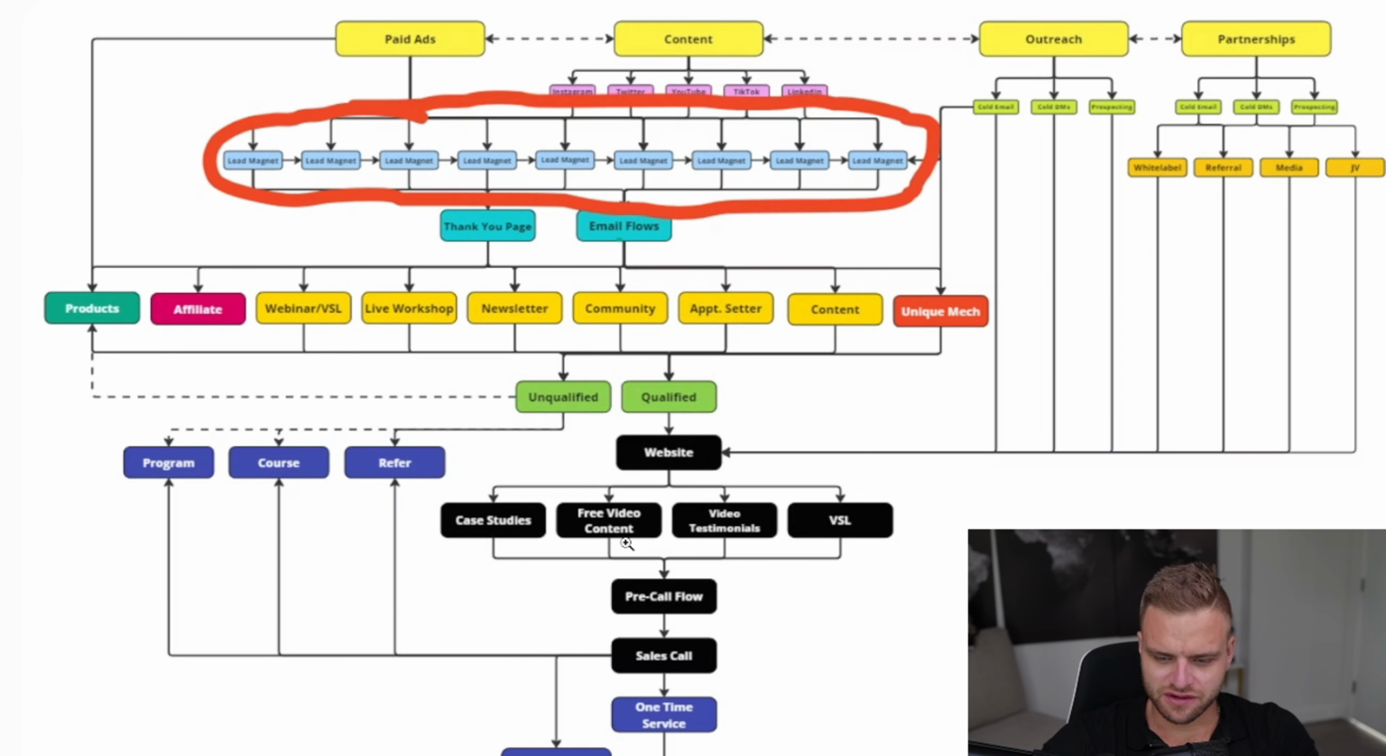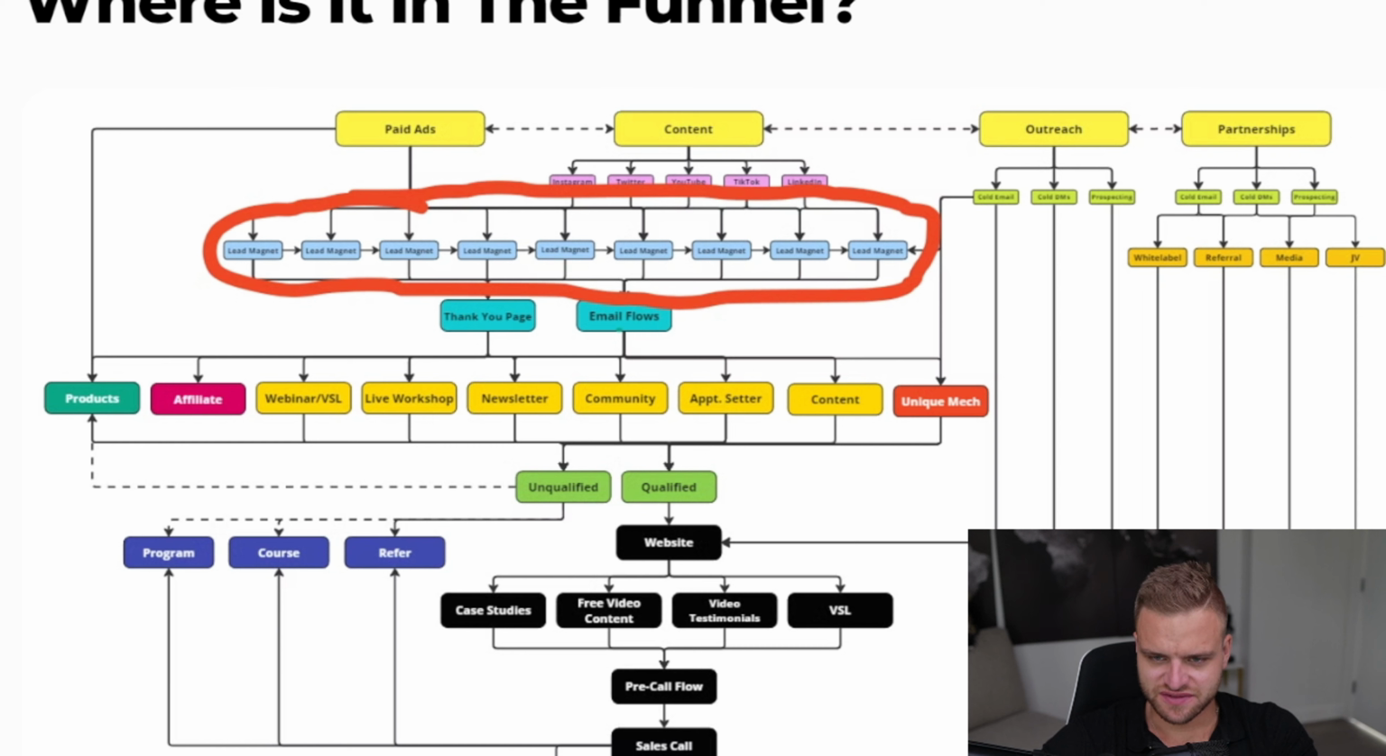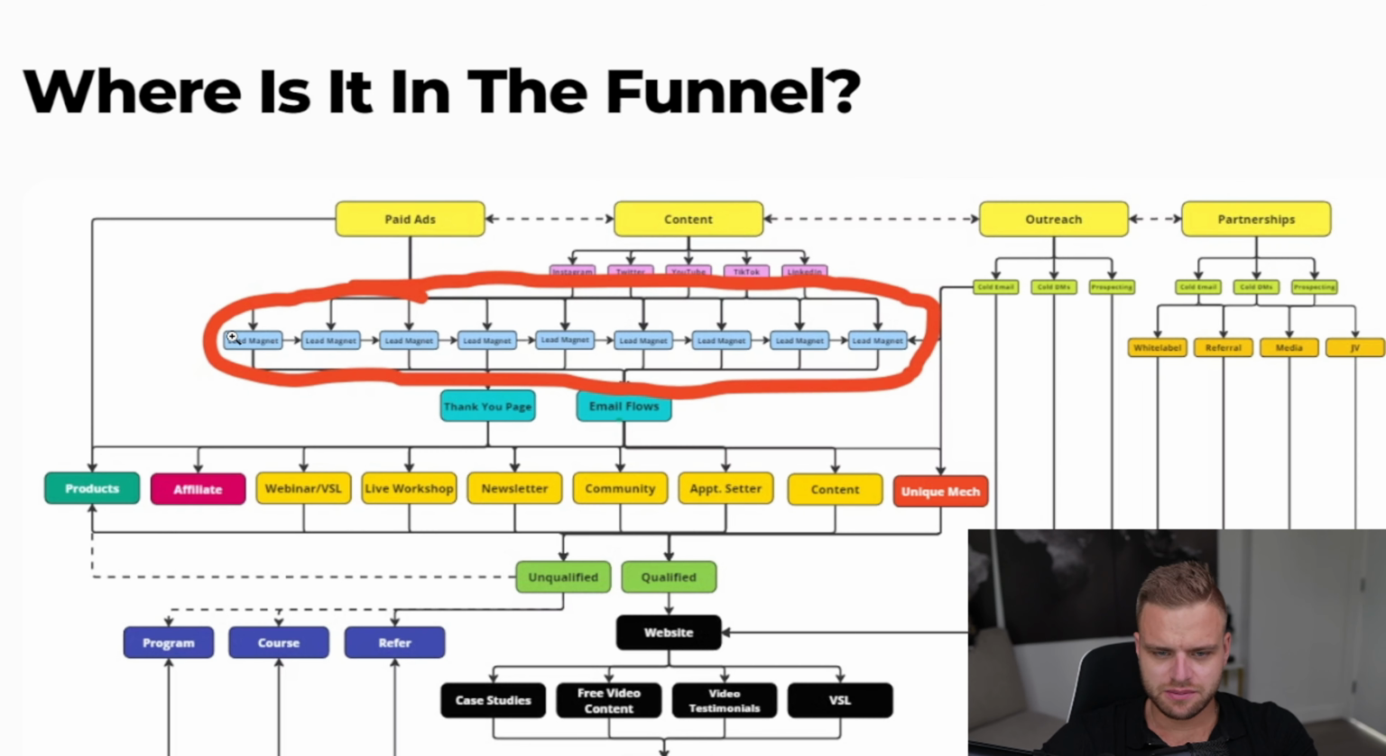So in the overall funnel, and this is the 1000x leads funnel that we build, lead magnets are going to be right here in the middle of the funnel alongside the thank you page and email flows. So there's a few different options for this. You can run paid ads to the lead magnets. You can post it as the links in your content. You can even do cold outreach and promote the lead magnet if you want.